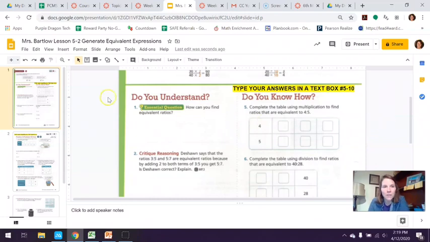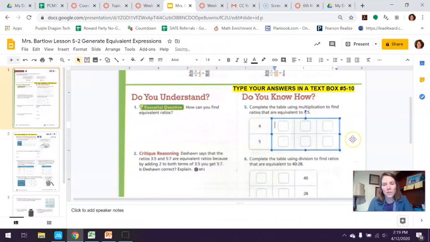And you can see that we have it set up so that you type your answers in a text box right over the top of these pages. So these are pictures of the pages from the workbook. The first problem here is a table to complete. So you have to use multiplication to find ratios that are equivalent to 4, 5. I can see that I need to do this one because I'm doing numbers 5 through 10. So I will grab this little text box here and I'm going to draw a text box right over the place where I need to enter an answer. And then I can type.